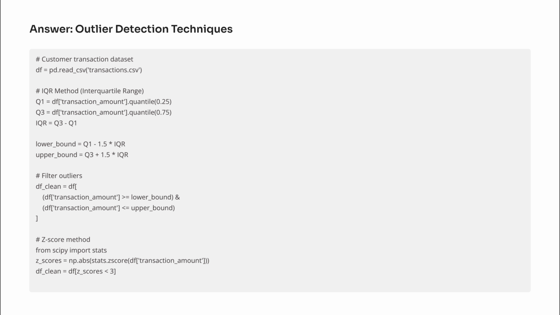So if this question comes up in an interview, here's how I'd answer it confidently. I usually start by visualizing the data using box plots or scatter plots to quickly spot extreme values. Then, I apply statistical methods like interquartile range or z-score to identify and filter them. Finally, I cross-check with domain knowledge before removing anything, because not every outlier is wrong, some are genuinely meaningful. That answer shows your statistical understanding, your practical thinking, and your ability to balance data science with real-world context.